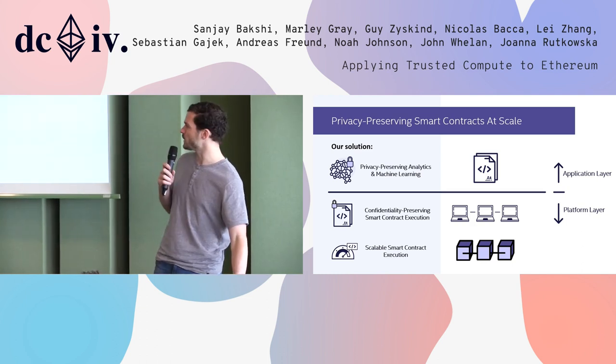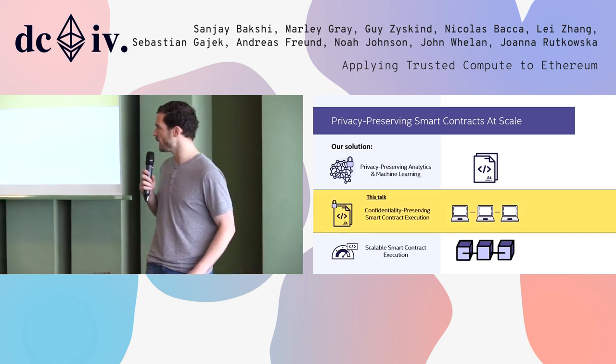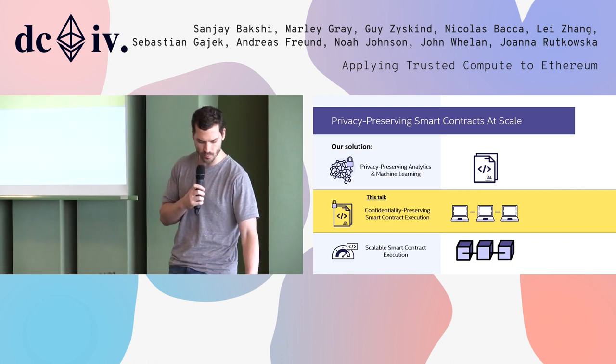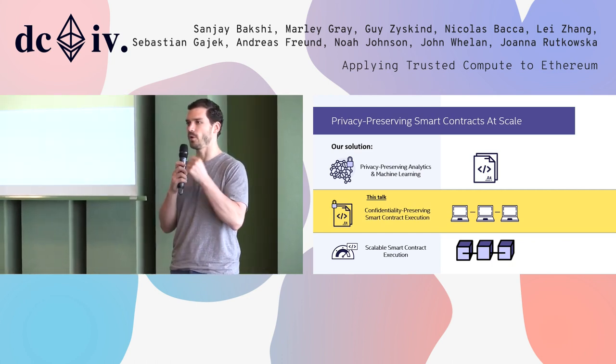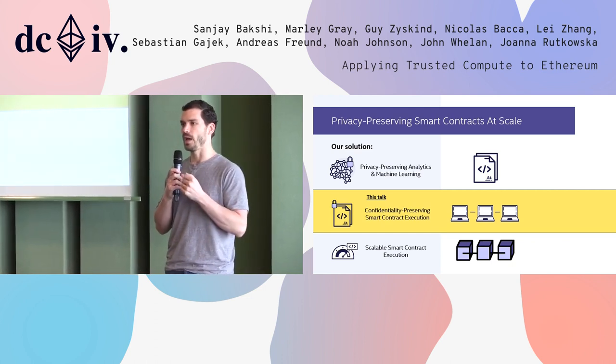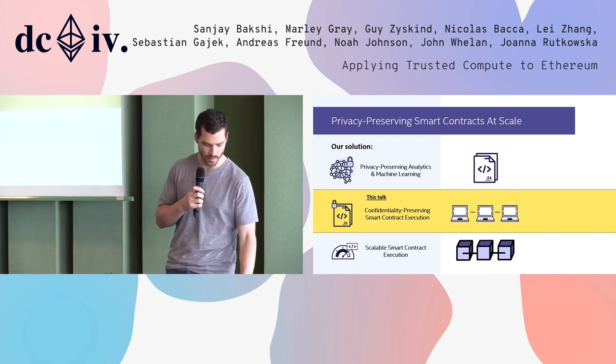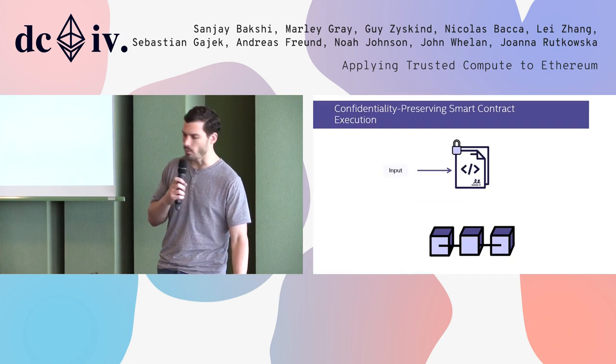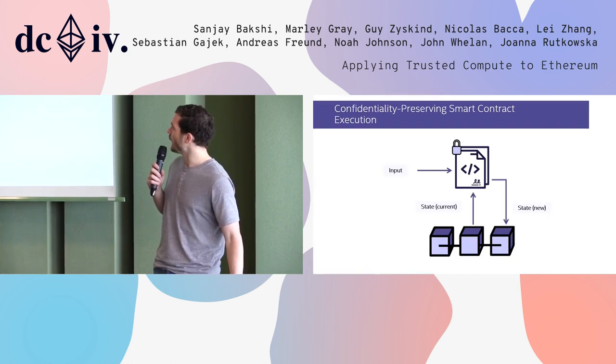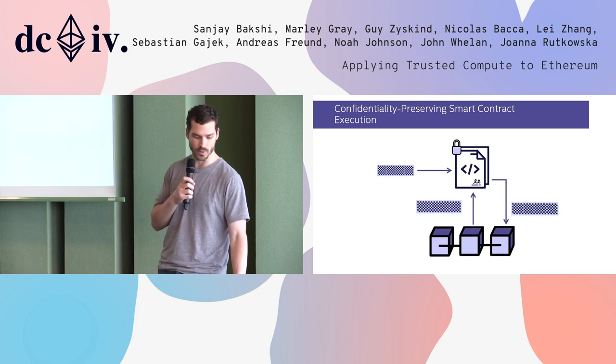Our use of trusted compute and secure hardware is at this layer. So this is specifically concerned with the problem of, given an open network and workers whom you may not trust, if those workers are computing on sensitive data, how do you make sure that they can't actually leak the data? And so what we're aiming for is essentially a model called confidentiality preserving smart contract execution.